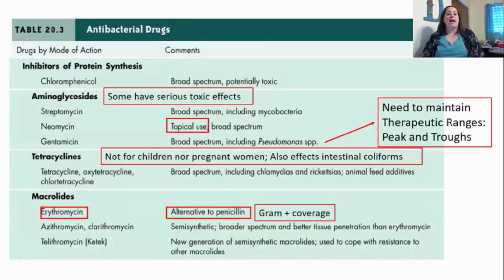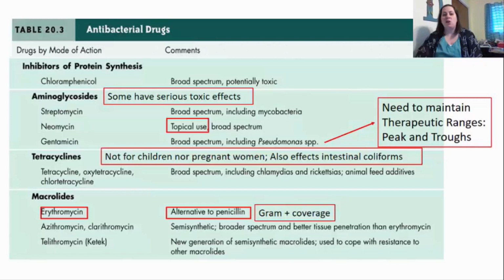So again, in your textbook on table 20.3, it shows you inhibitors of protein synthesis, and it lists the different types of groups that are located here. So we have chloramphenicol. This is a broad spectrum. It's also potentially toxic. We have aminoglycosides. Some have serious toxic effects. These include streptomycin. It's a broad spectrum, including covering mycobacterium. We also have neomycin. This is a topical use, meaning on the skin, and it's a broad spectrum. And then gentamicin is a broad spectrum, which includes Pseudomonas species.